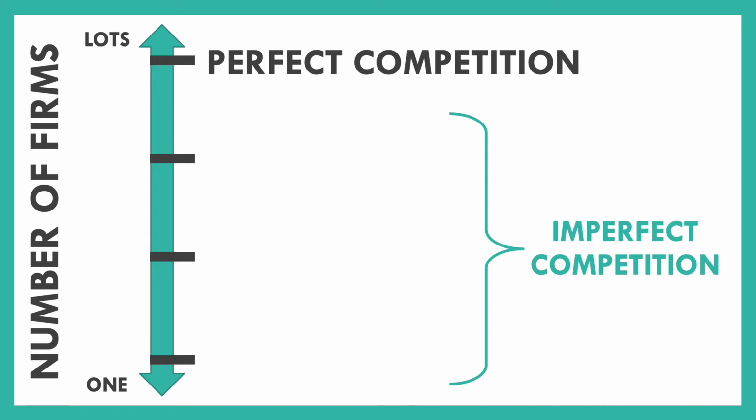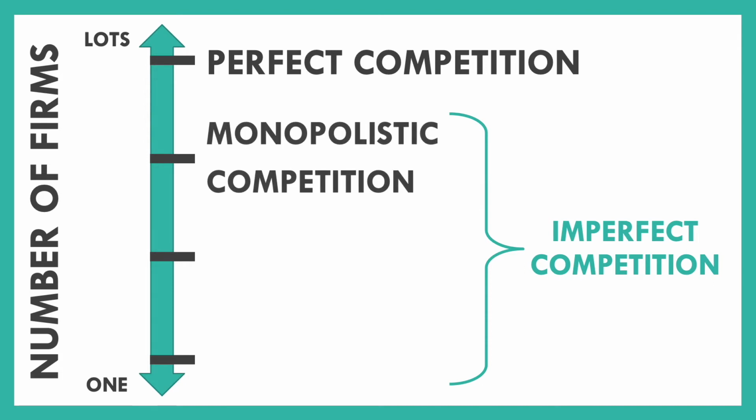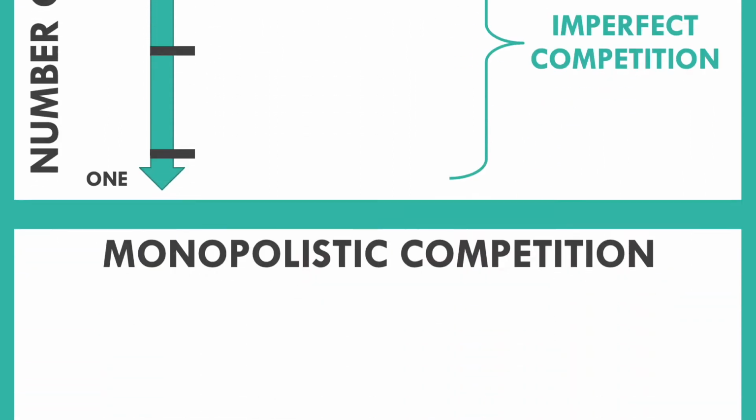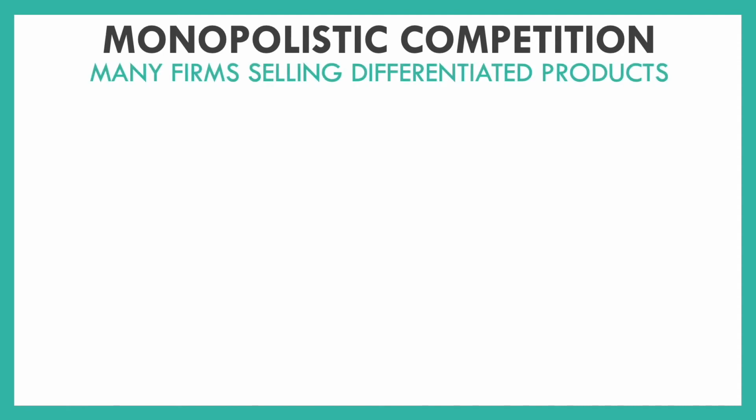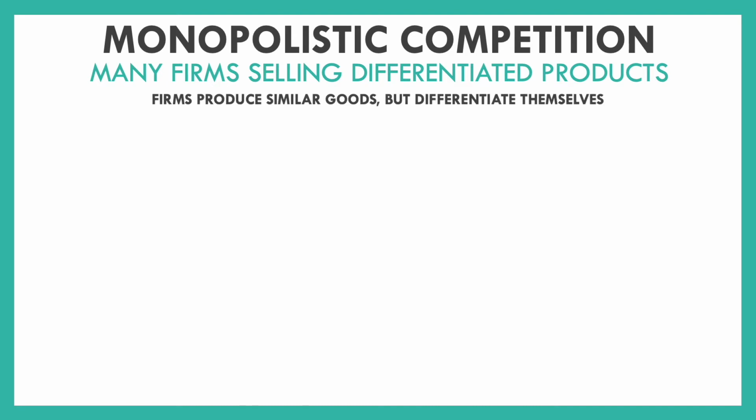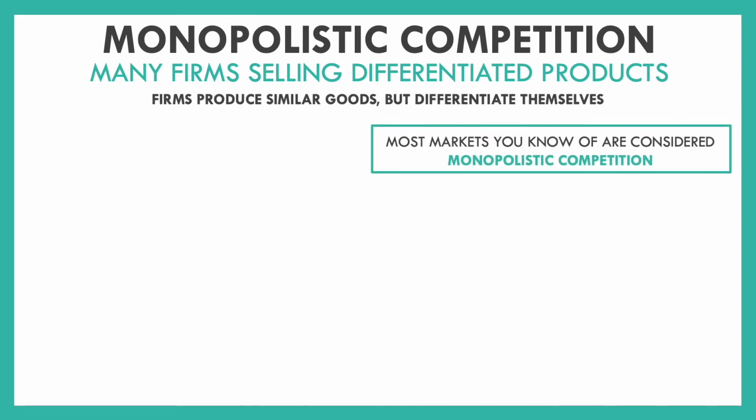The first one we're going to talk about is something called monopolistic competition. Monopolistic competition is actually something that you are fairly familiar with because a lot of firms that you're aware of, a lot of industries, are considered monopolistically competitive. This is when we see many firms selling differentiated products, which means they're selling similar goods, but they differentiate themselves, and a lot of the markets you know of are that way.